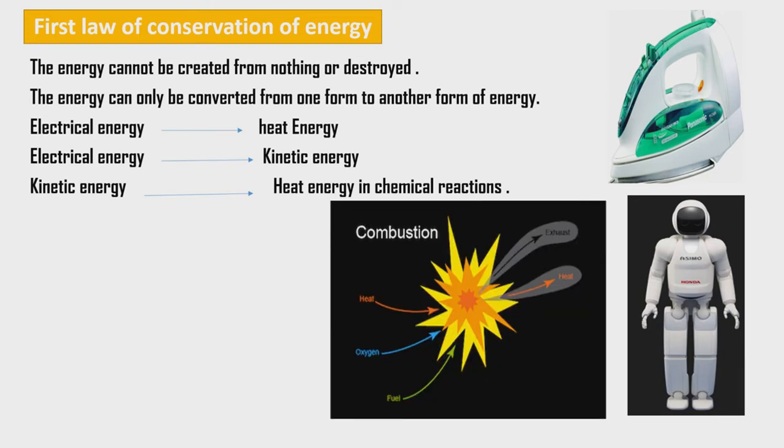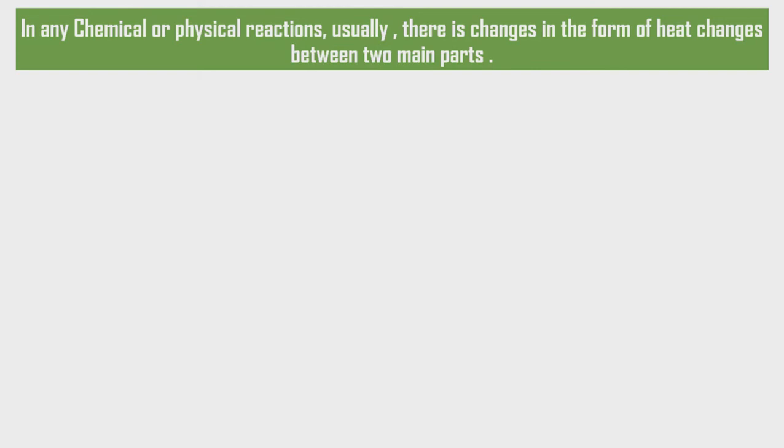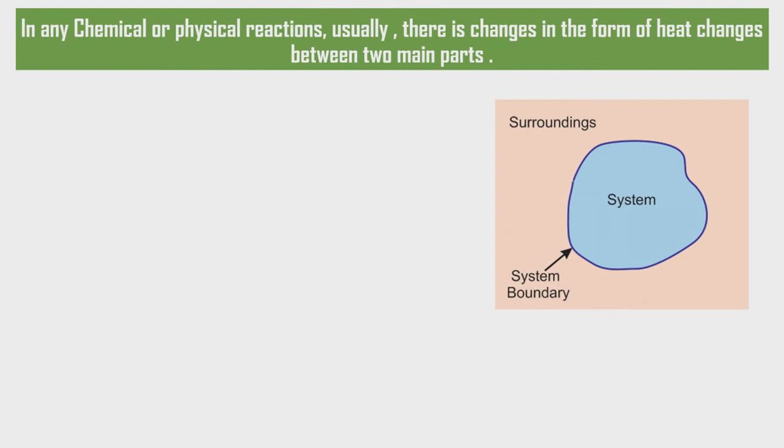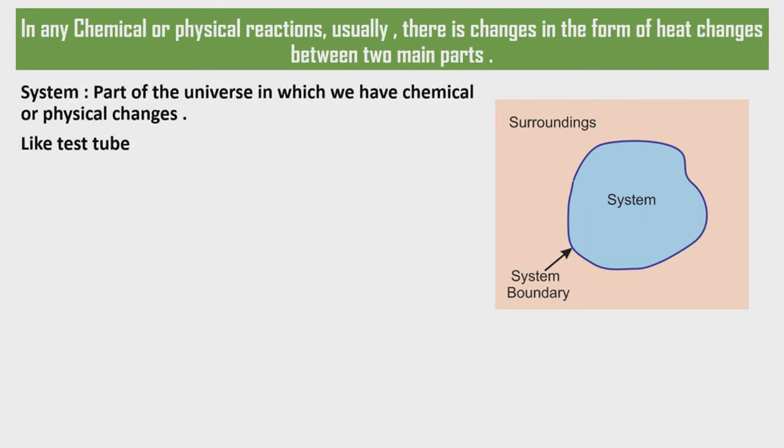Now we will find out together if we have any chemical change or physical change in any chemical reaction. The chemical change or physical change is usually partnered with a change in energy. Change in energy will occur between two parts. The first part is the system, the second part is the surroundings. A system is a part of the universe in which we have a chemical reaction or physical change.